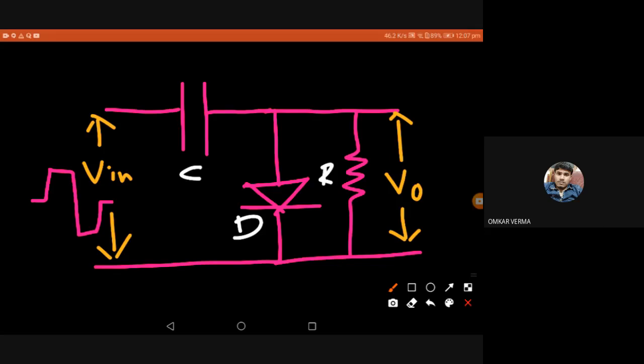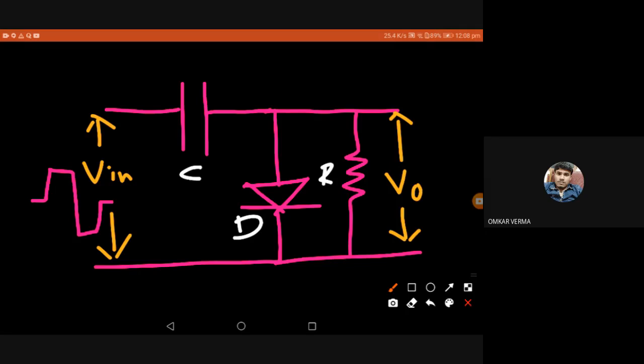We're clamping a DC level over this input, and we get an output V0, which is the clamped input. So it is shifting the DC level without changing the shape or the appearance of the signal. And there's one question regarding charging and discharging of the capacitor.